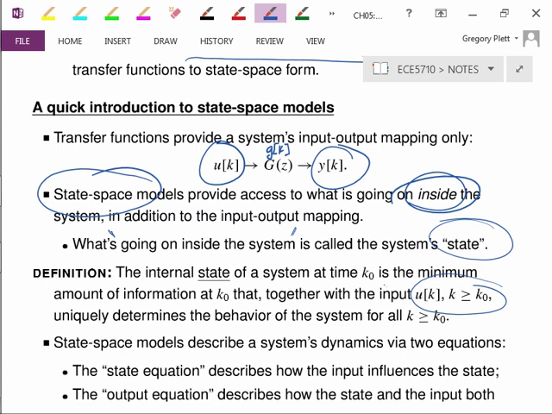So the state, if you've taken courses that talk about state machines, is kind of the same idea, except it's a continuous concept here. The state summarizes the past. So how I got to that state is of no importance. If I know that I am in a particular state, then I can propagate that state forward into the future with the input and compute the output from the state and the input only.